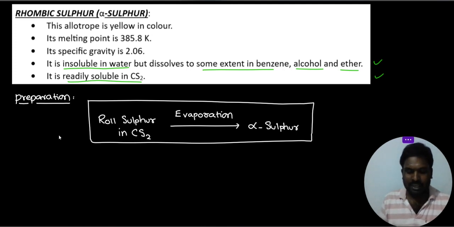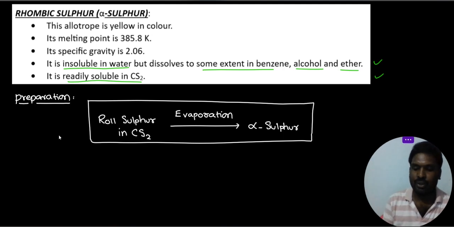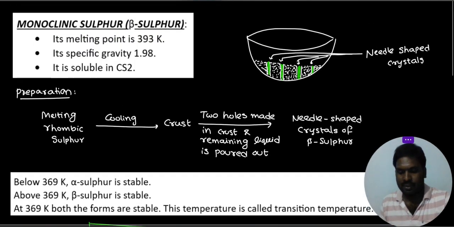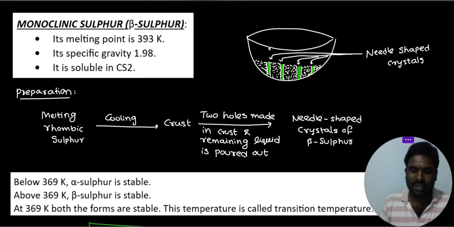Preparation: when you dissolve sulfur in carbon disulfide and it undergoes evaporation, you will get alpha sulfur. This is the preparation. So these are the key points regarding alpha sulfur. Now moving to beta sulfur. Beta sulfur, other name monoclinic sulfur.